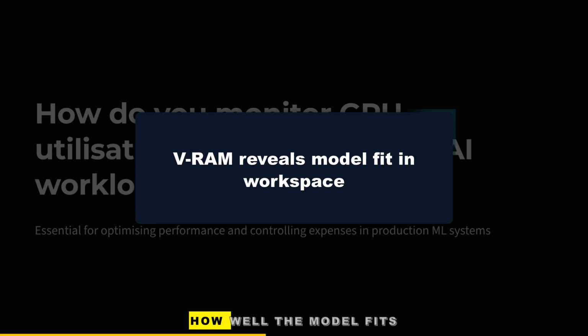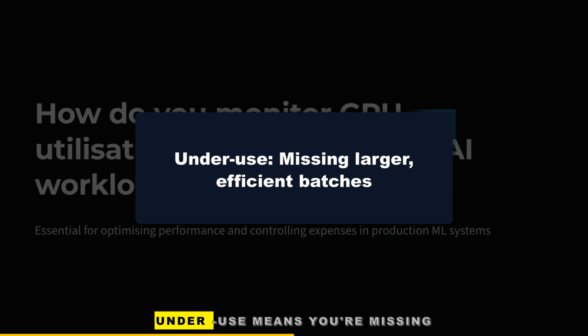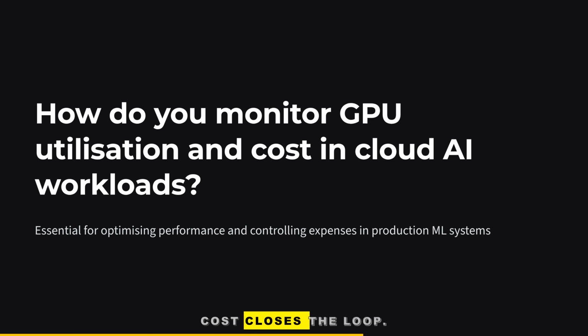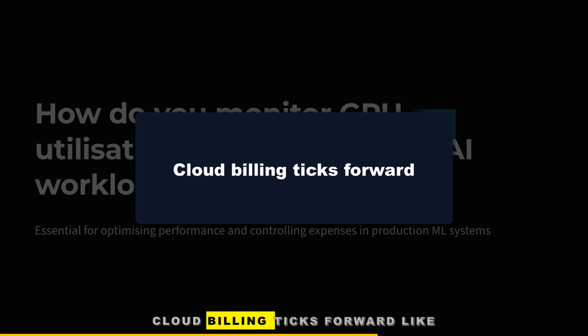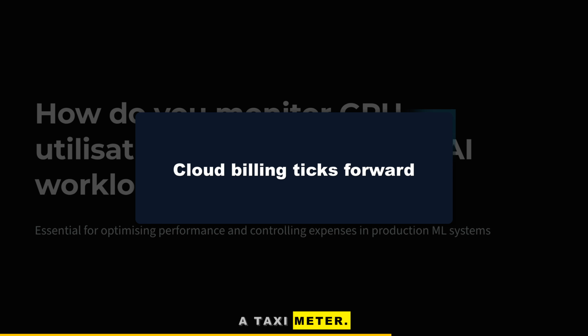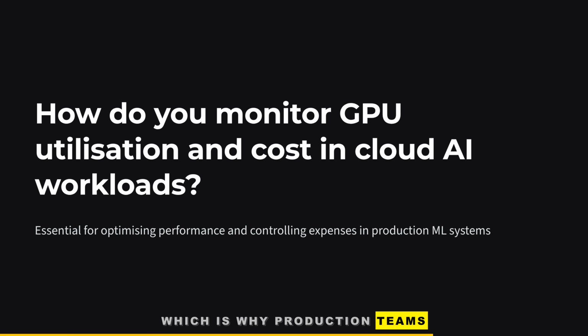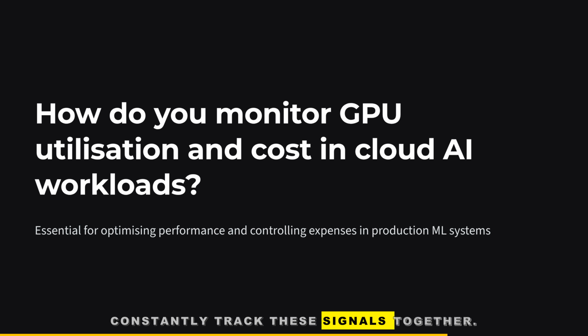VRAM usage reveals how well the model fits inside its workspace. Underuse means you're missing opportunities for larger, more efficient batches. Overuse leads to stalls and instability. Cost closes the loop. Cloud billing ticks forward like a taxi meter. When utilization falls behind, the meter keeps rising, which is why production teams constantly track these signals together.